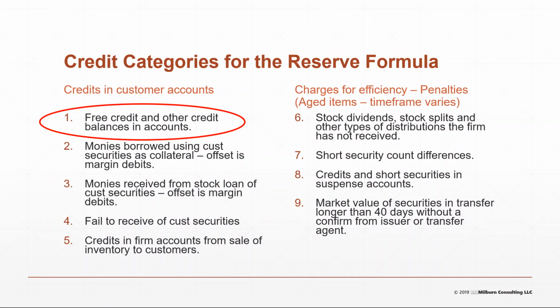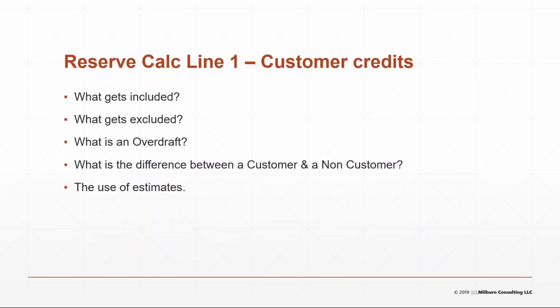This week we're going to talk about reserve calculation line 1, customer credits. You can see here there are 9 credit items in the reserve calculation. Number 1 is for free credit and other credit balances in customer accounts. So let's discuss what gets included on this line item, what gets excluded, what's an overdraft, what's the difference between a customer and a non-customer, and how do we make use of estimates?